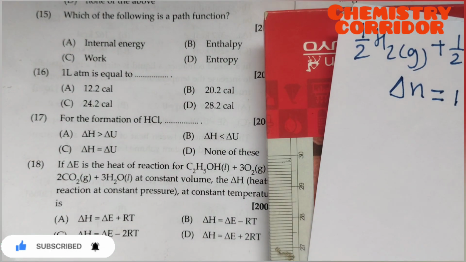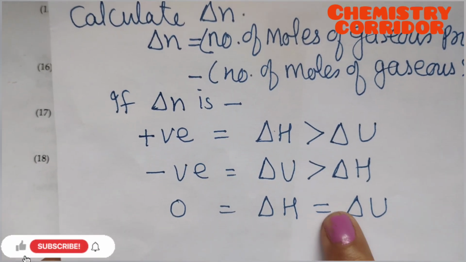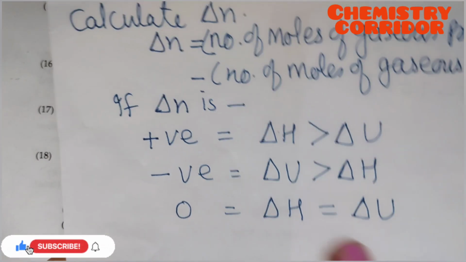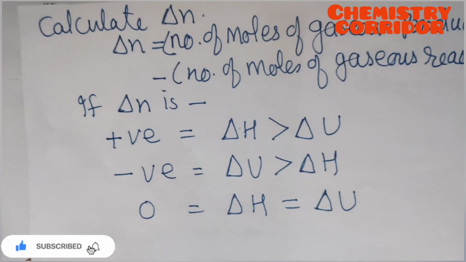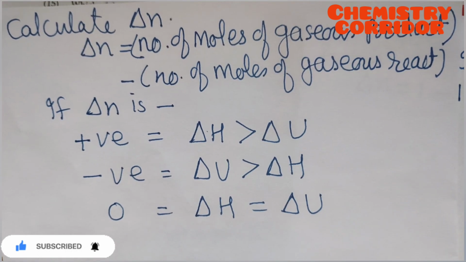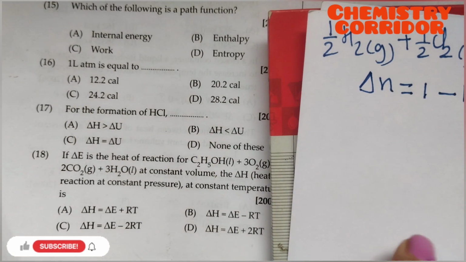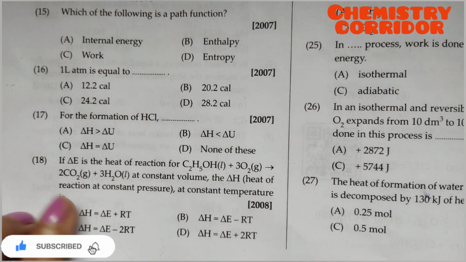Students, always remember, if the delta N value comes out to 0, it means delta H is equal to delta U. If the value comes out to be positive, delta H is greater than delta U, and if it is negative, then delta U is greater than delta H. So according to this, as we got delta N 0, therefore delta H is equal to delta U. Answer is the third option. Let's see the next one.